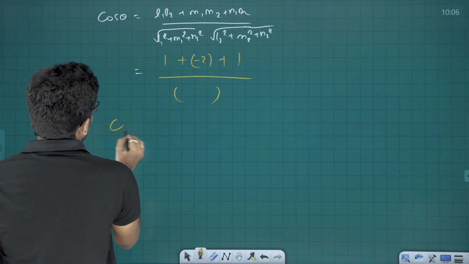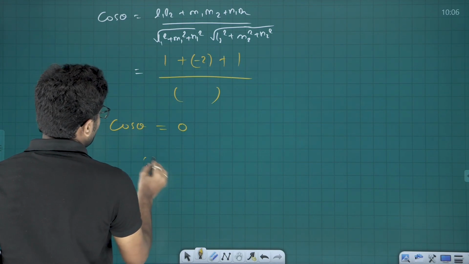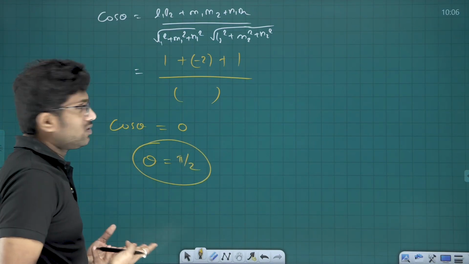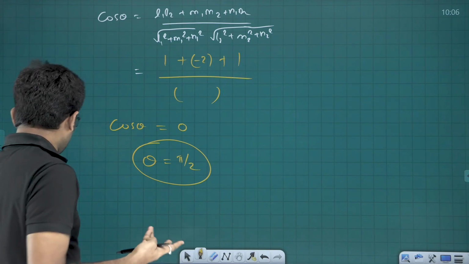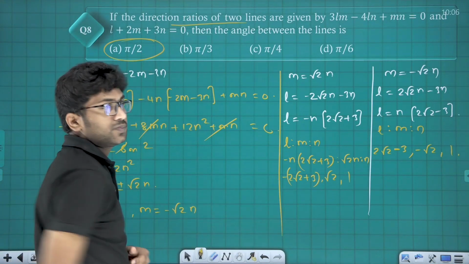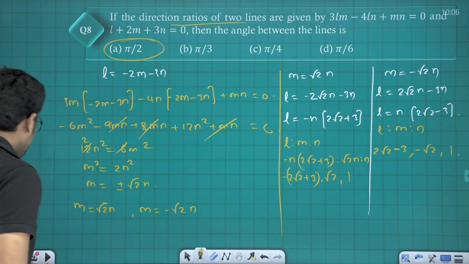See this, friends. Therefore, cos theta is equals to 0. That means theta is equals to pi by 2. Numerator is 0, then no worries about the denominator. So hence the angle between the given two lines is pi by 2. Clear? Next question.